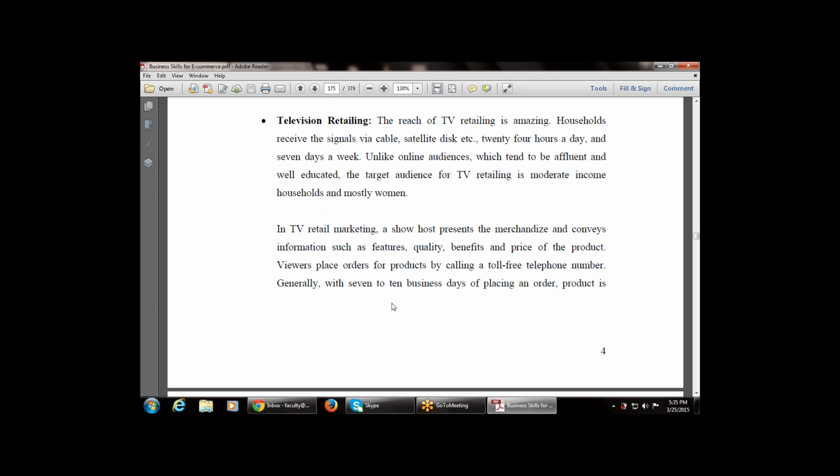In TV retail marketing, a show host presents a product and conveys information such as features, quality, benefits, and price of the product. For example, Home Shop 18 is one of the best examples on TV. There are various products available, with their quality, price, and benefits. These are all marketing strategies.